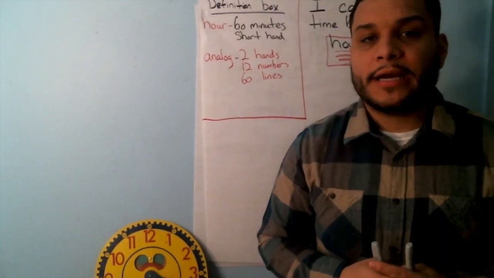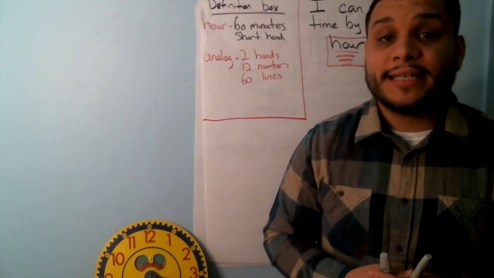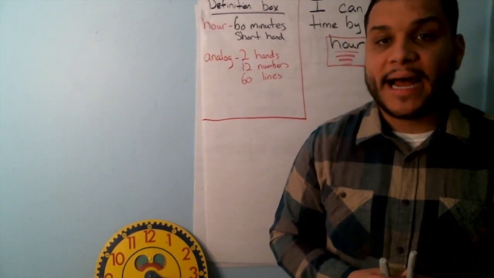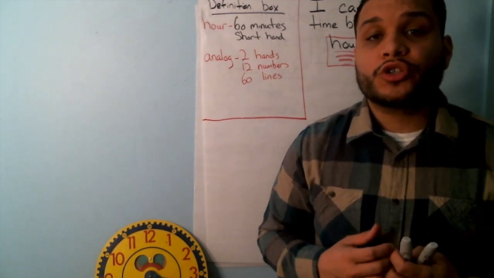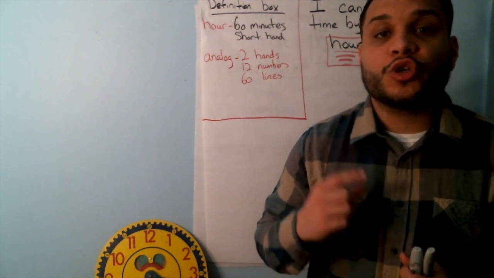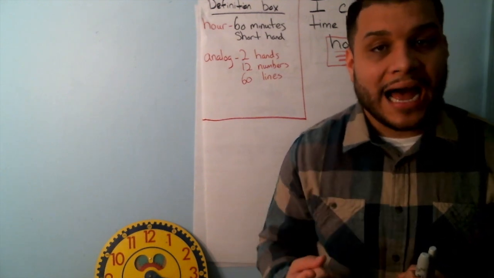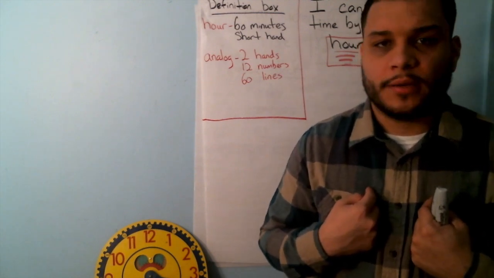So today when you are doing your independent work, you are going to be working on identifying time by the hour. You're going to have different question sets that show you 3 different clocks, and each clock shows time by the hour. Now, are we talking about minutes today? We're not talking about minutes today.